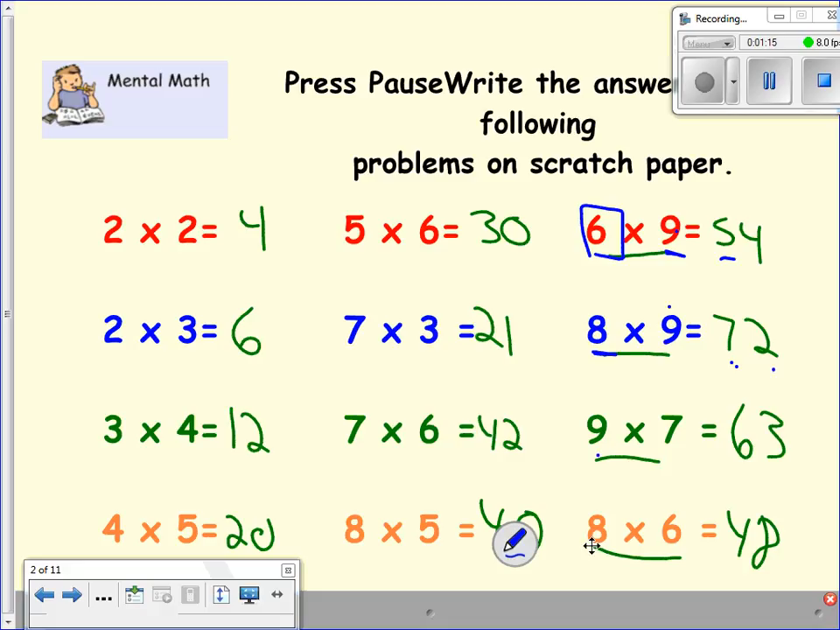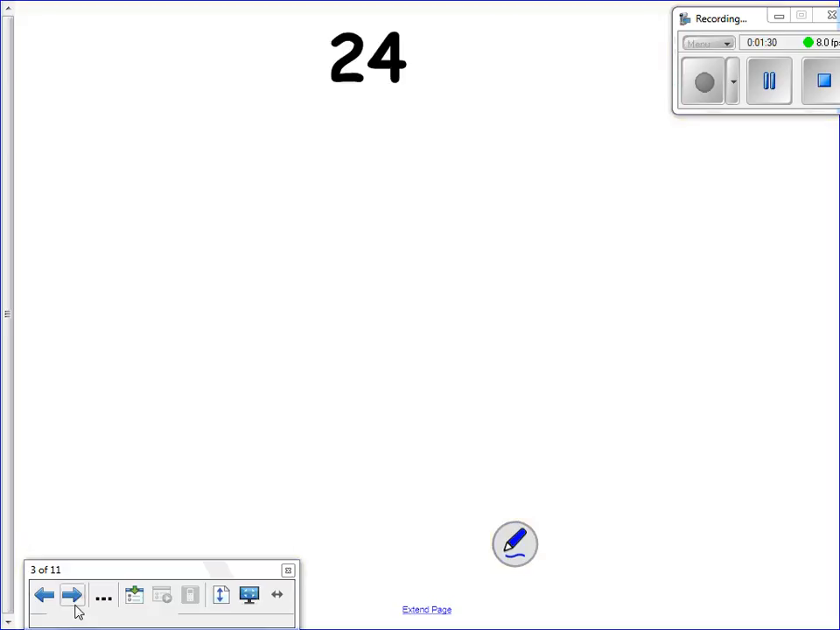9 times 7, so what's 1 less than 7? We have the number 6, right? 6 plus 3. Let's take a look at this. 4 times 9, right? What's 1 less than 4? 3. 3 plus what equals 9? 6. Hopefully that little trick helped you out. Let's kind of move on here.